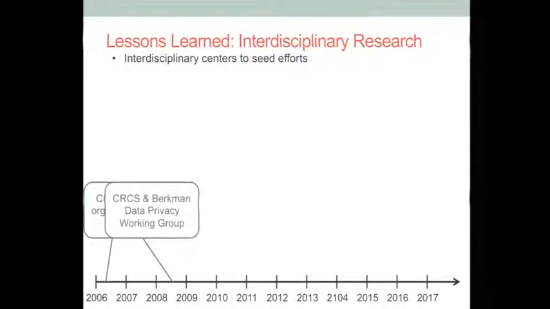And then next, a couple of years later, CRCS, the Center for Research on Computation and Society, and the Berkman Center had a very concerted effort to try to identify joint research directions that were of common interest to both. A data privacy working group was formed. And what I want to emphasize here in both cases is the role of these interdisciplinary centers to kind of seed efforts like this and get people together in the same room from different disciplines, and over a period of time start to understand where the common interests are and understand how the others are thinking about very similar problems.